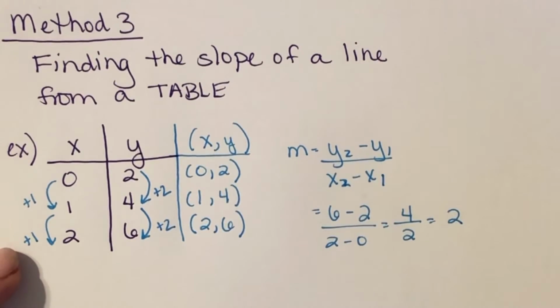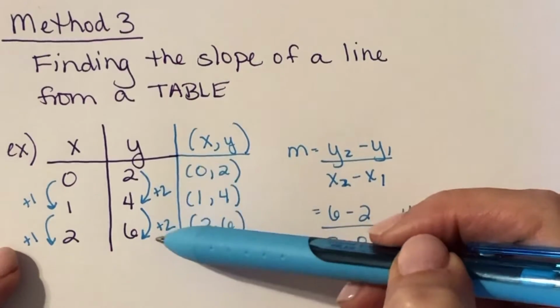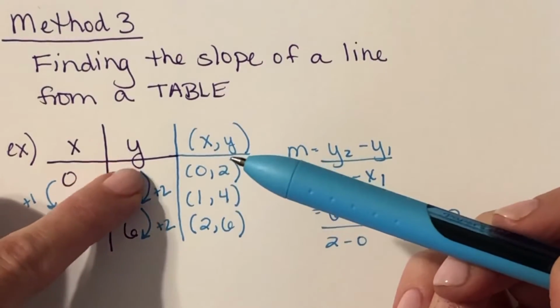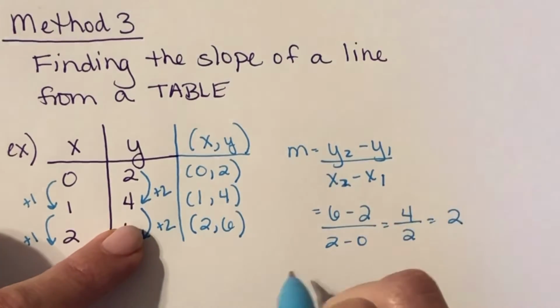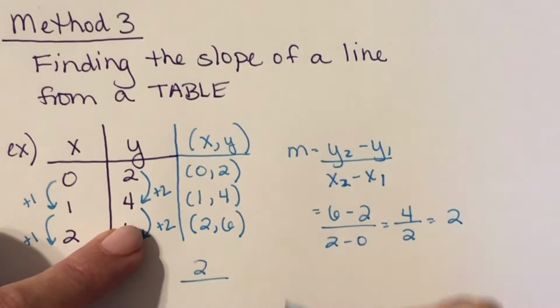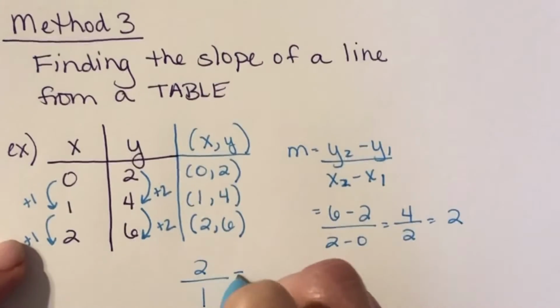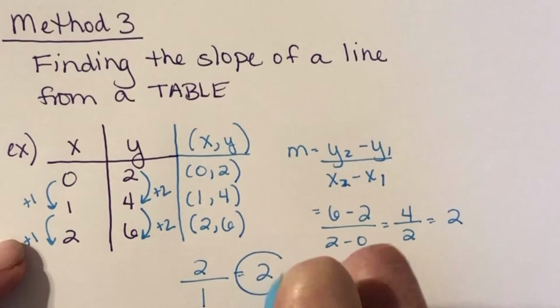And slope, again, is just comparing your change in y's to your change in x's. So this is saying every time my y's change by 2, so again, change in your y's, my x's are changing by 1. So that would, again, be a slope of 2.